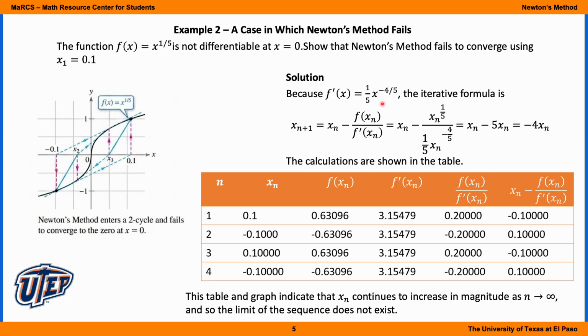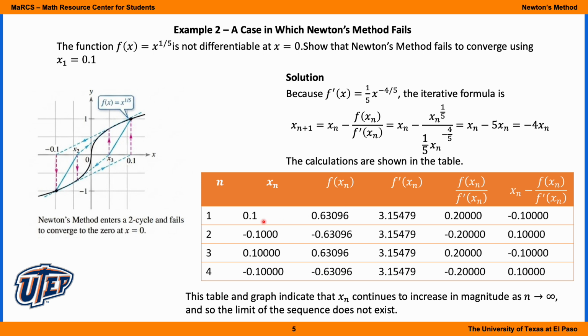Then the iterative formula will be xn minus the function evaluated at xn, so our original function, just plugging in xn in the numerator, and then divided by our first derivative evaluated at xn, again just plugging in xn. Upon simplifying we get xn plus 1 is equal to negative 4 times xn.